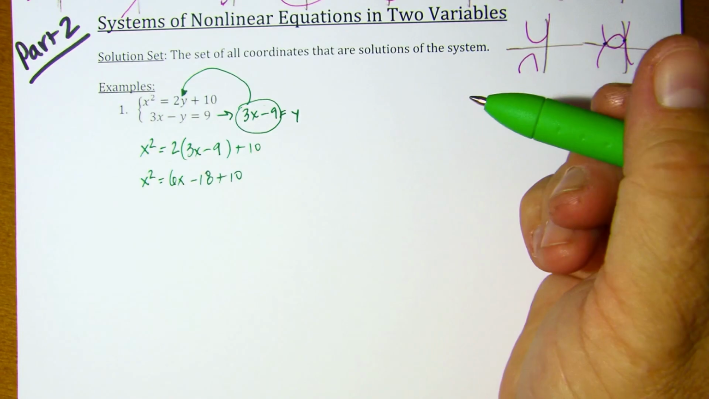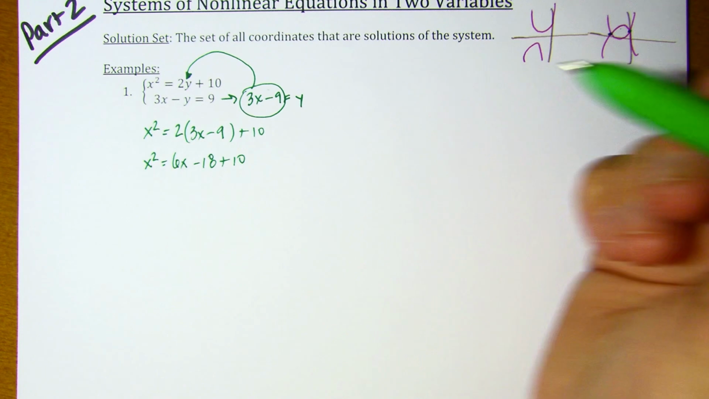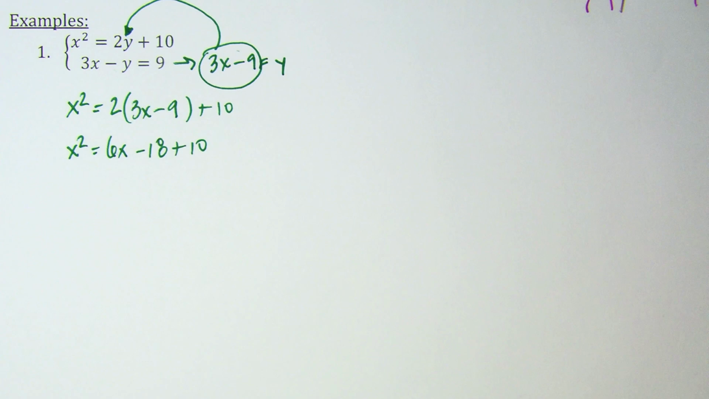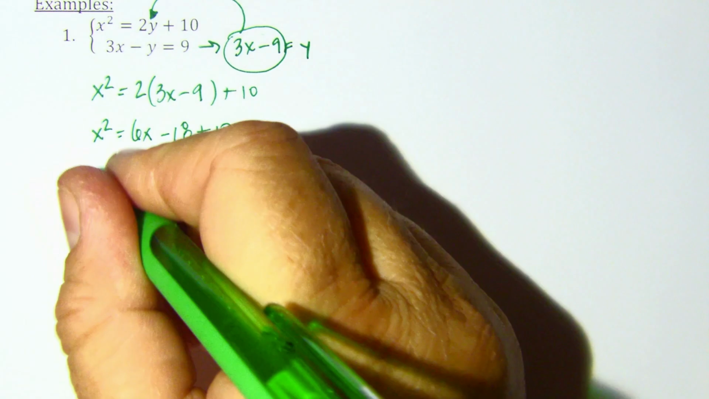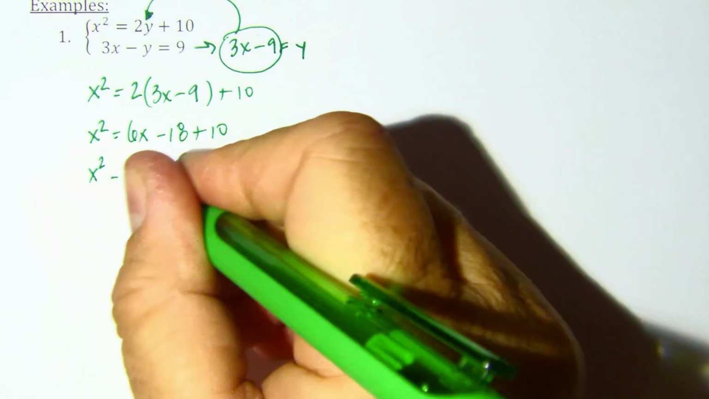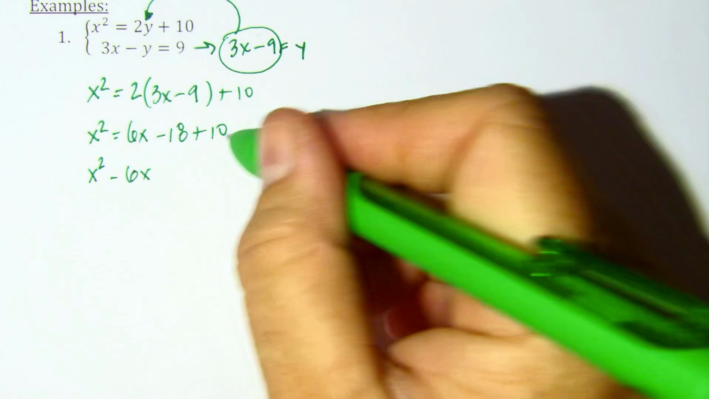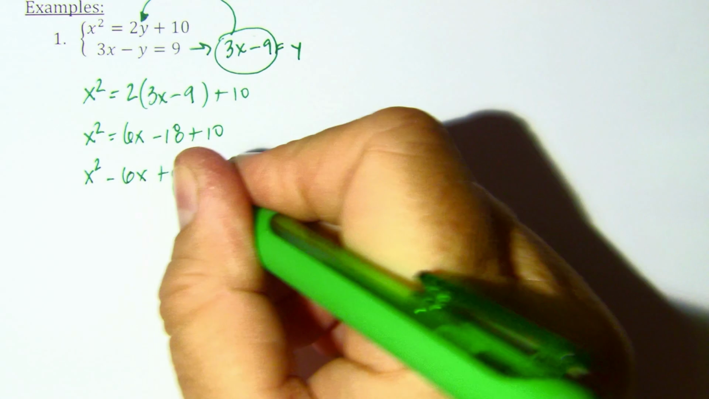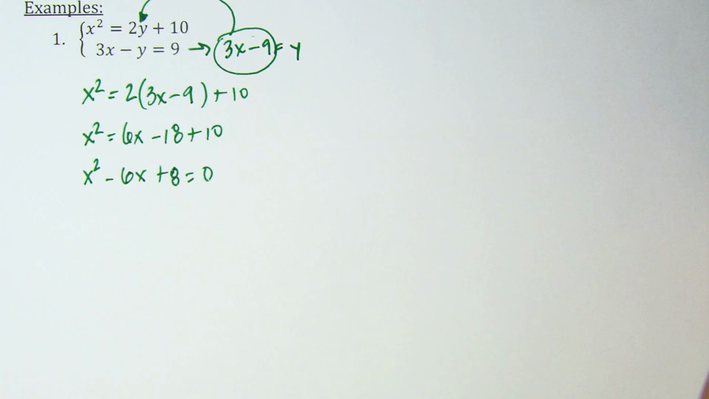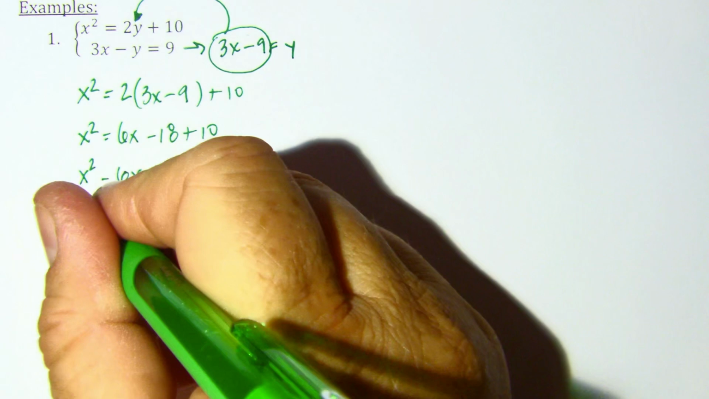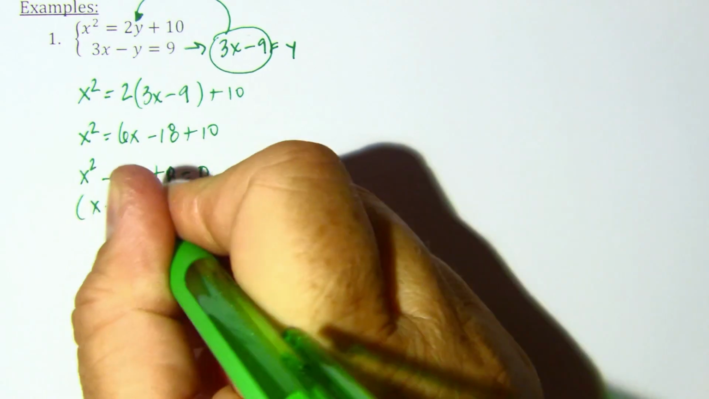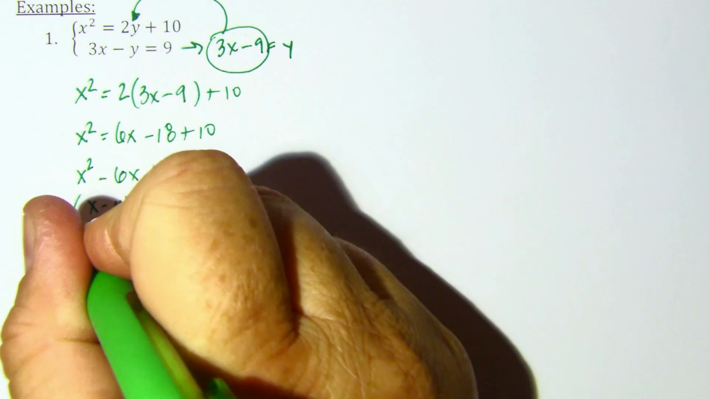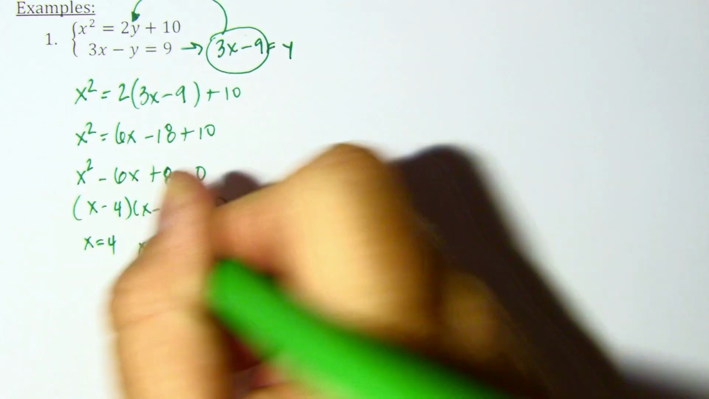And this is a quadratic equation, so I want to get all of my terms on one side and set it equal to 0. So x squared, and subtracting 6x over would be minus 6x. Negative 18 plus 10 is negative 8, so if I add 8 over, equals 0. I can use the x method, and factoring this, that'll be x minus 4 and x minus 2 equals 0. So x is equal to 4 and x is equal to 2.